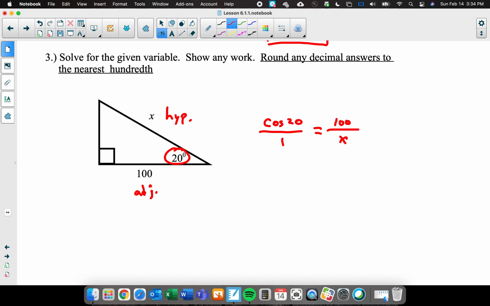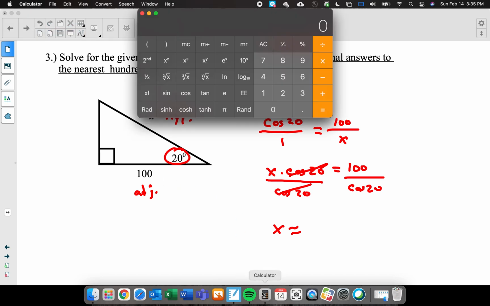Now we cross multiply. I get x times the cosine of 20 equal to 100. X is not by itself, so I need to divide out the cosine of 20. Those cancel, and now we end up with x equaling approximately, I know the answer is going to be more than 100 because it's the hypotenuse, so it's got to be bigger than the legs. I'm not even sure I have that available on my calculator, but we'll give it a shot.